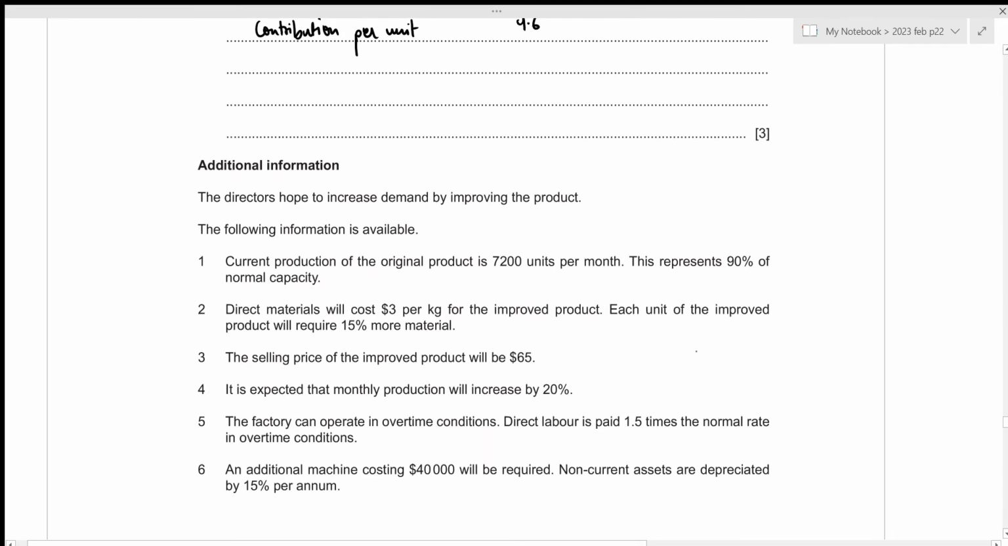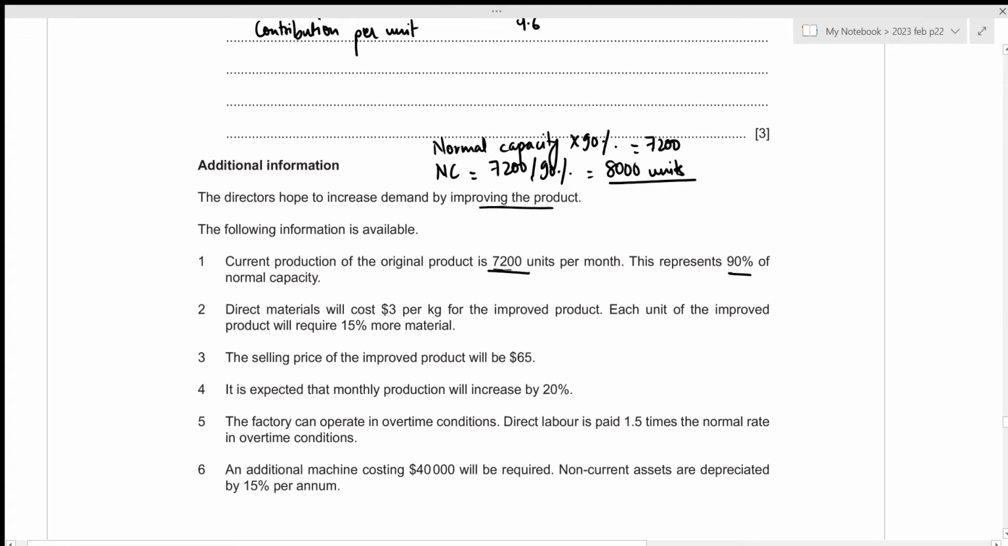Now we're again given additional information. The directors hope to increase demand by improving the product, and the following information is available. So the current production of the original product is 7,200 units per month, and this represents 90% of normal capacity. So the normal capacity times 90% is given to be 7,200, which means that our normal capacity will be 7,200 divided by 90%, which results in 8,000 units. So our total normal capacity is 8,000 units.